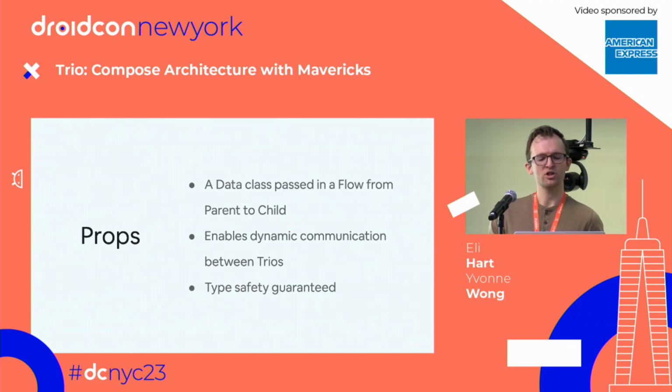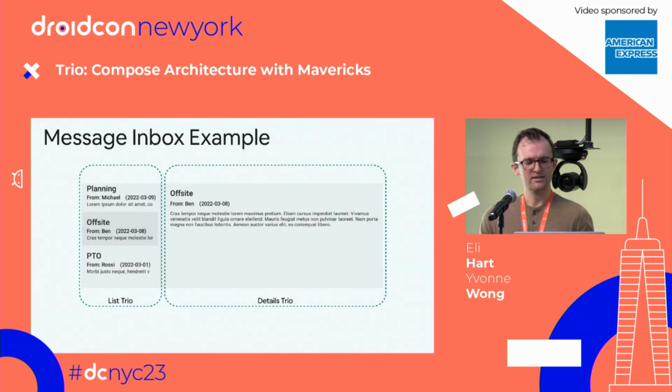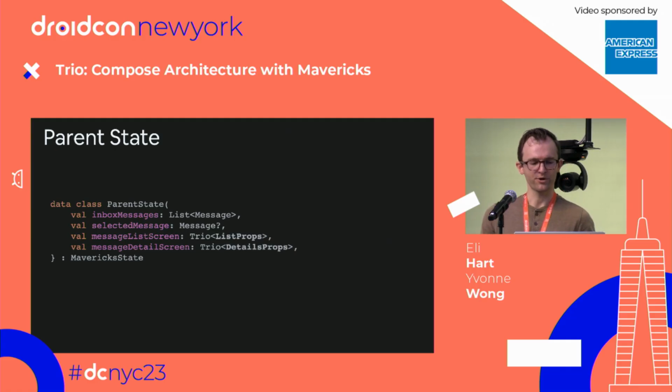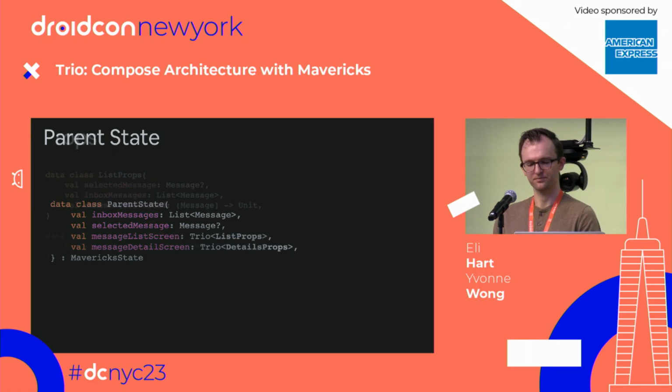A child trio can only be shown in a parent that supports its props type. This ensures compile time correctness for navigation and communication between trios. Let's see how props are used to pass message data from the parent trio to the list and details trios. When a parent defines child trios in its state, it must include the type of props that those children require. For example, the list and details screens each have their own unique props.